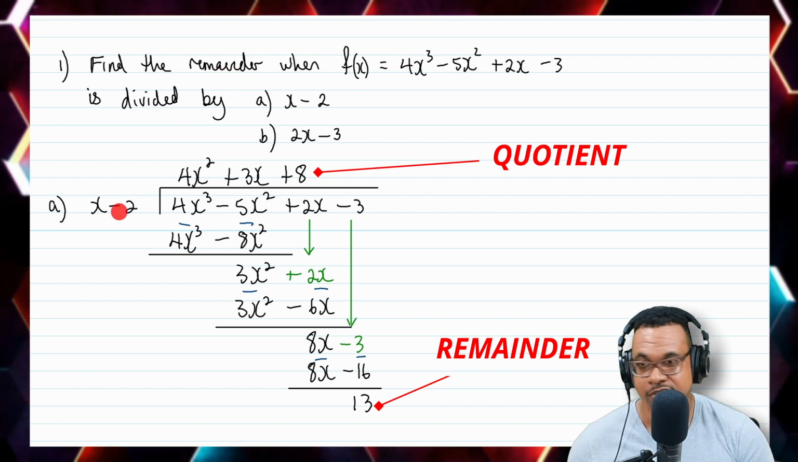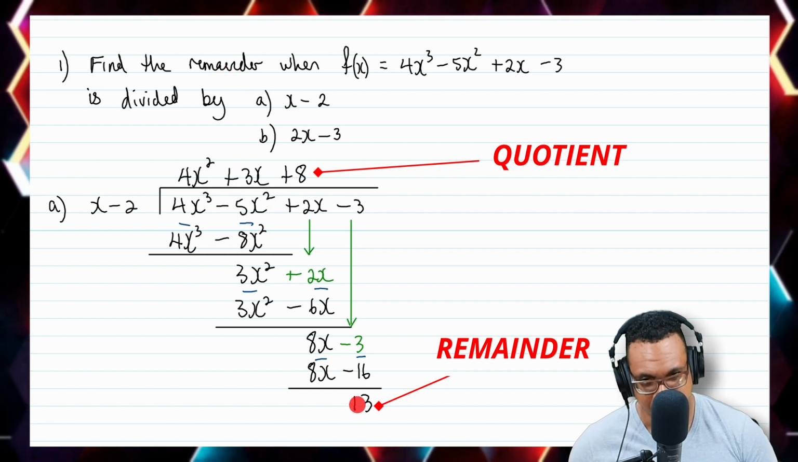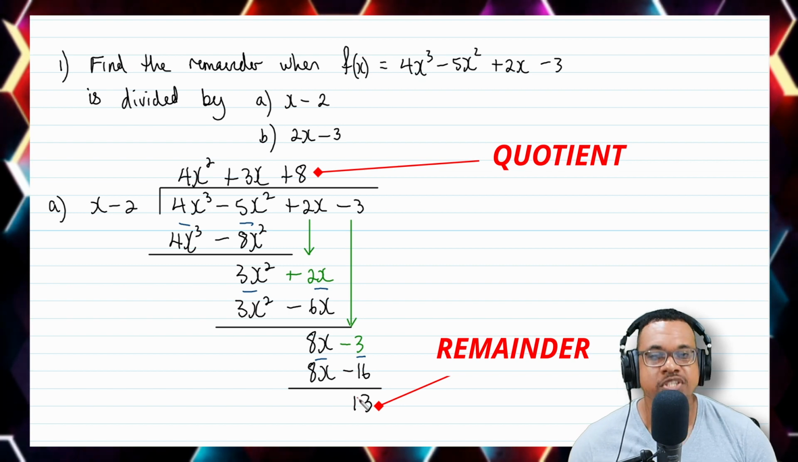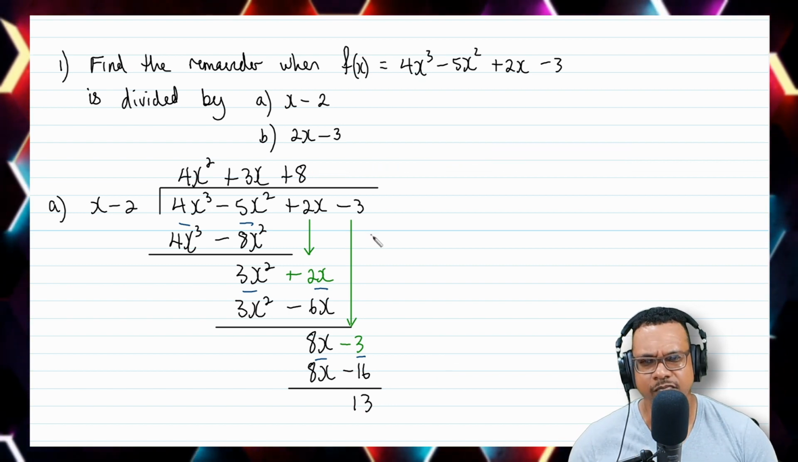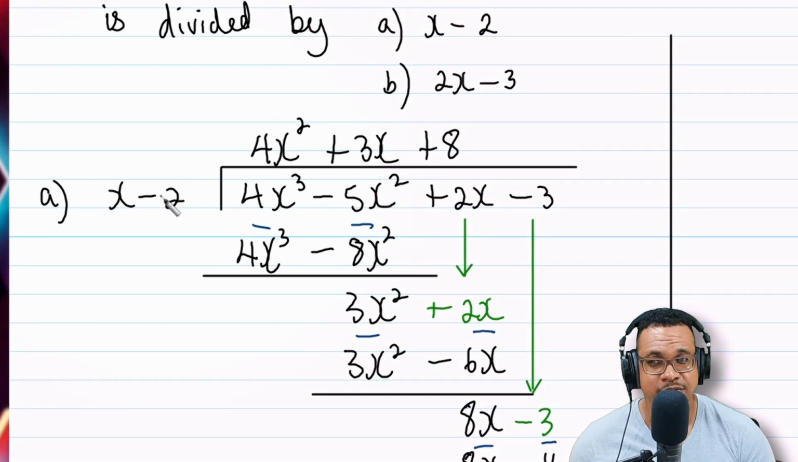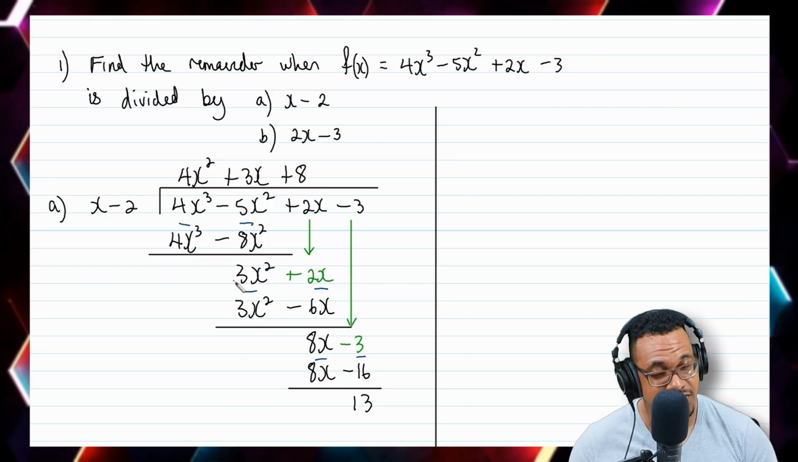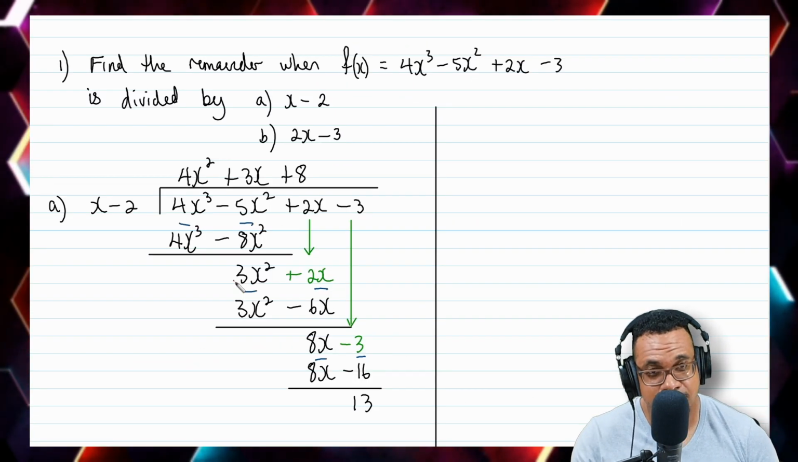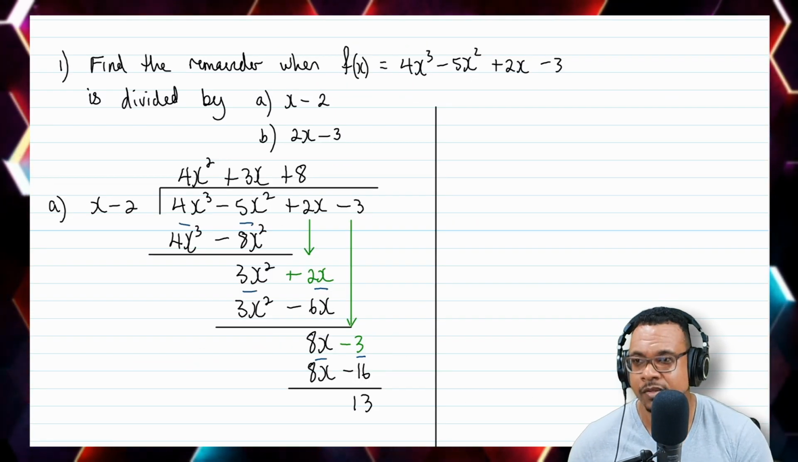So yes, you can use the division of polynomials to get the remainder, but there's a shorter way, which is the remainder theorem. So now let's look at the remainder theorem. What you do for the remainder theorem is that you take your divisor, this x take away 2, and put it equal to 0. So you're taking a divisor, putting it equal to 0, and solving for your variable.